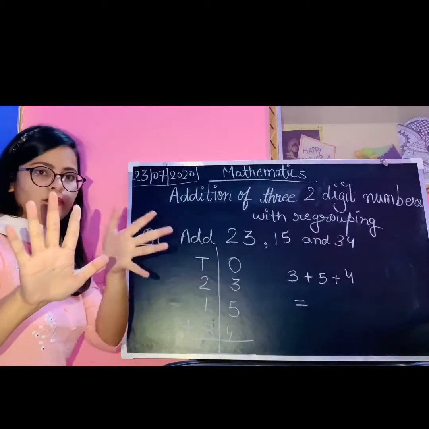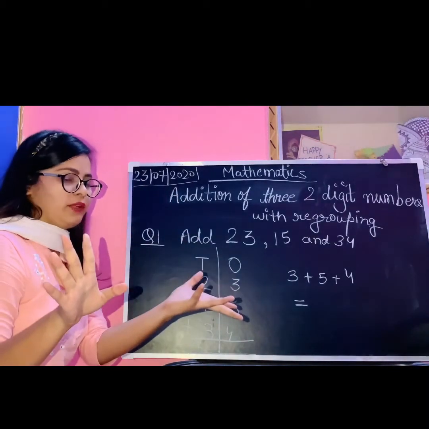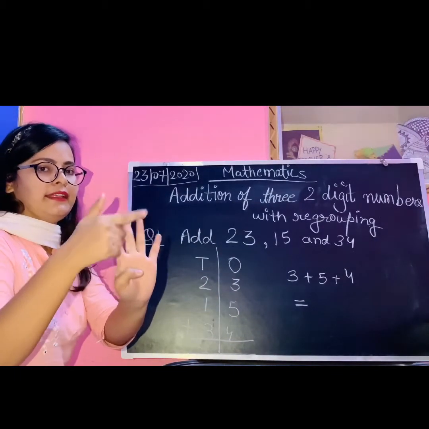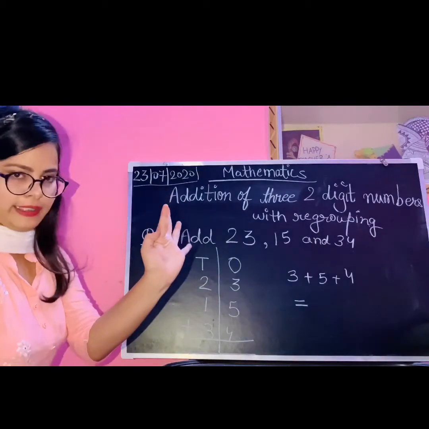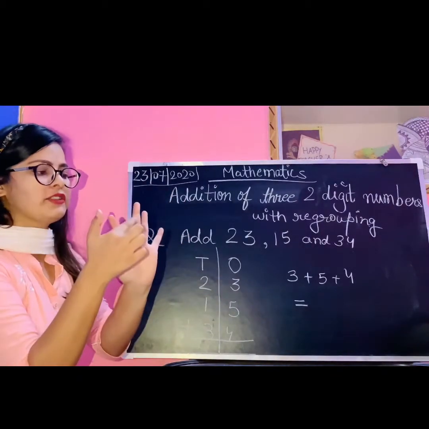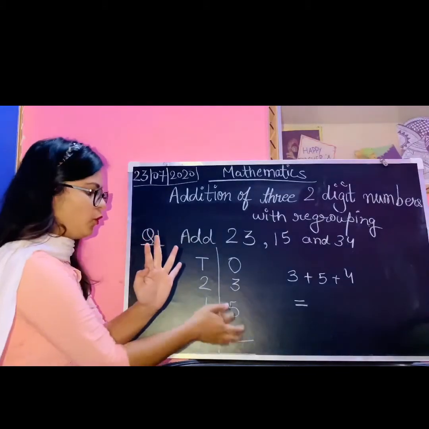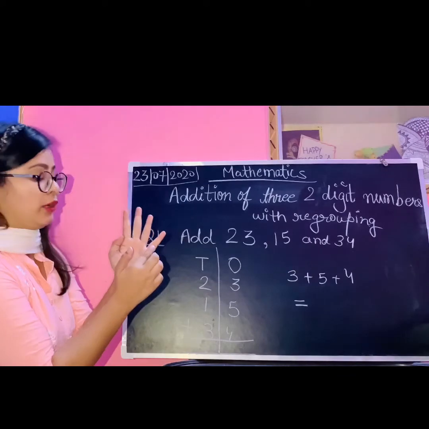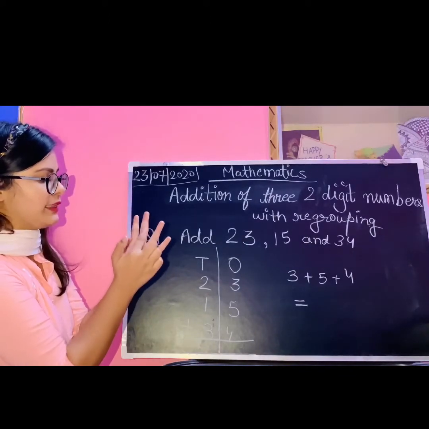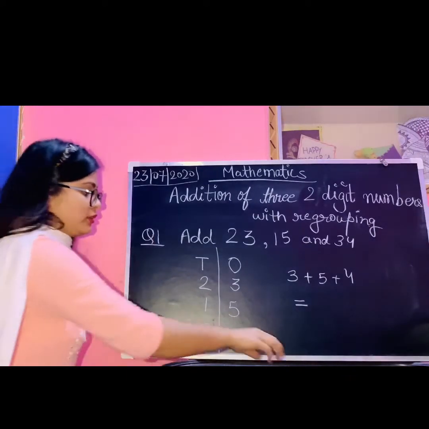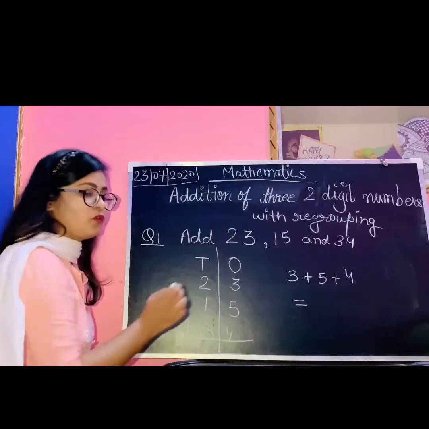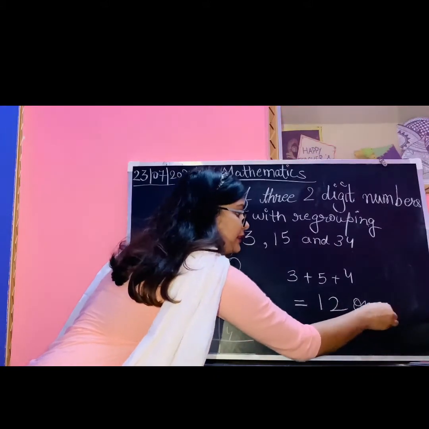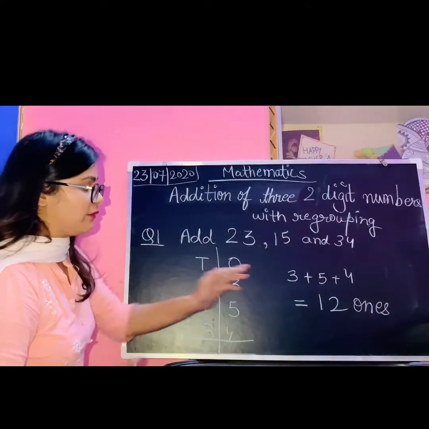Now, oh, my fingers are finished. So what will I do? I will count on these fingers, means here, this section. 1, 2, 3. Now 5. 1, 2, 3, 4, 5. Now 4. From here only. 1, 2, 3, 4. Now total are 1, 2, 3, 4, 5, 6, 7, 8, 9, 10, 11, 12. So that means 3 plus 5 plus 4 will be 12. But this is 12 ones. Now how will I do? I will separate.